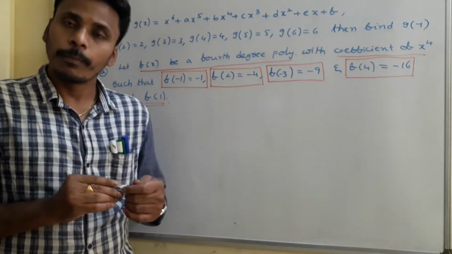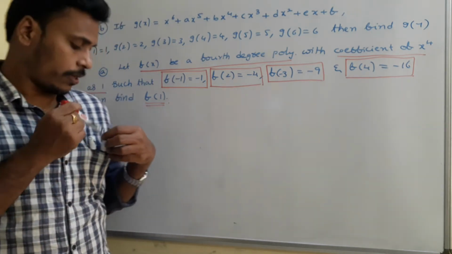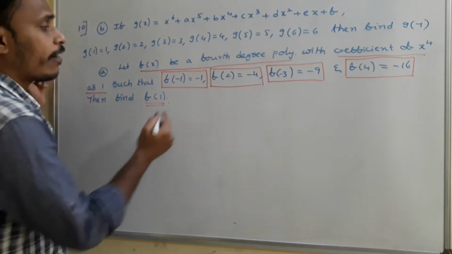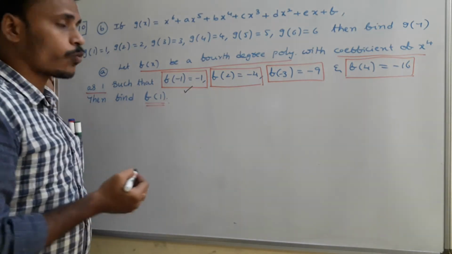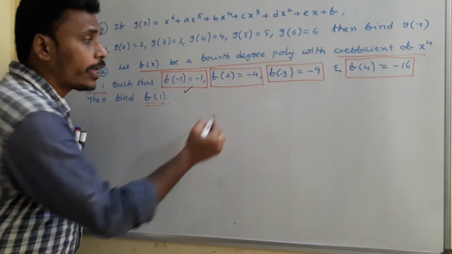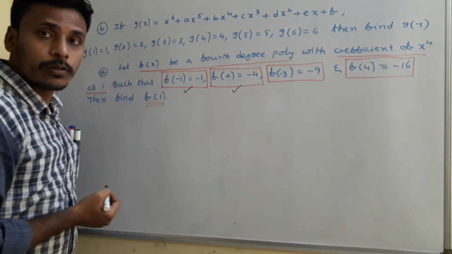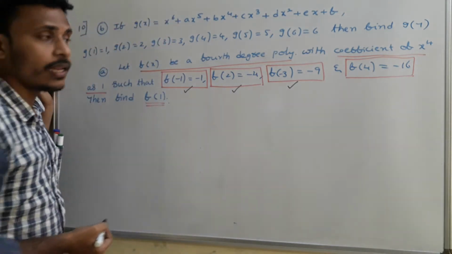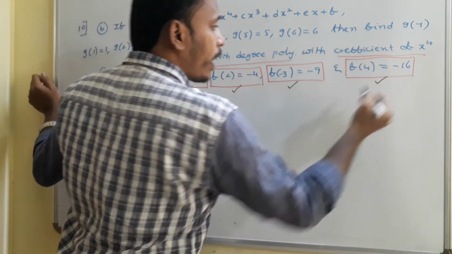Very simple but a bit logical. That's what I am saying. You just have a look. f(-1) is equal to -1. f(2) is equal to -4. f(-3) is equal to -9. f(4) is equal to -16.